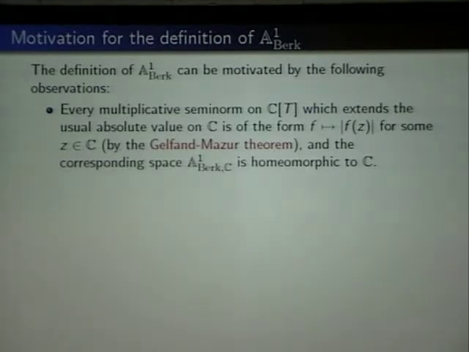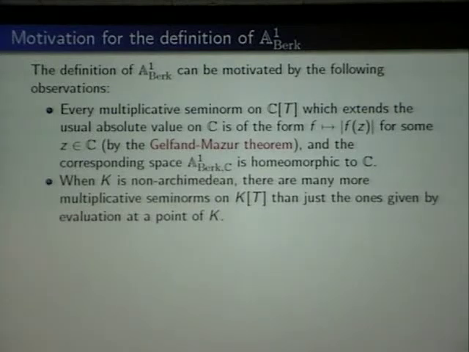And so on the one hand, it means there's really no point in introducing any new terminology here in the case of the complex numbers. But it's psychologically very useful to realize that you have a definition of a space which over the complex numbers recovers the usual affine line over C, not as a scheme, but as a topological space anyway. But when you do the same definition in the non-Archimedean case, you get many more points. So when K is non-Archimedean, there are many more points than just evaluation of a polynomial at a point and then taking absolute values.